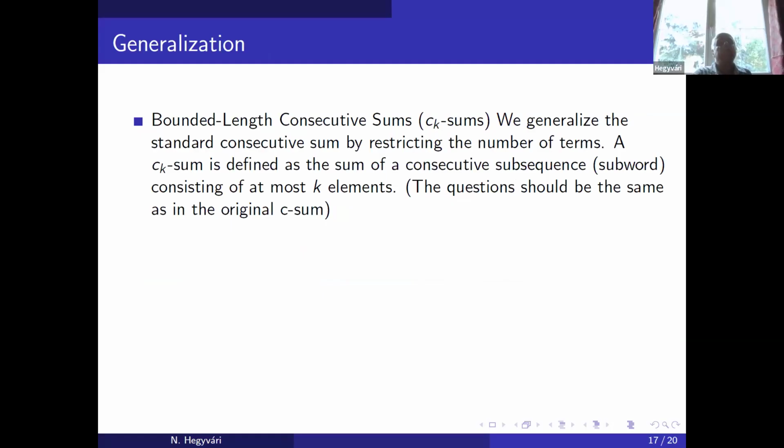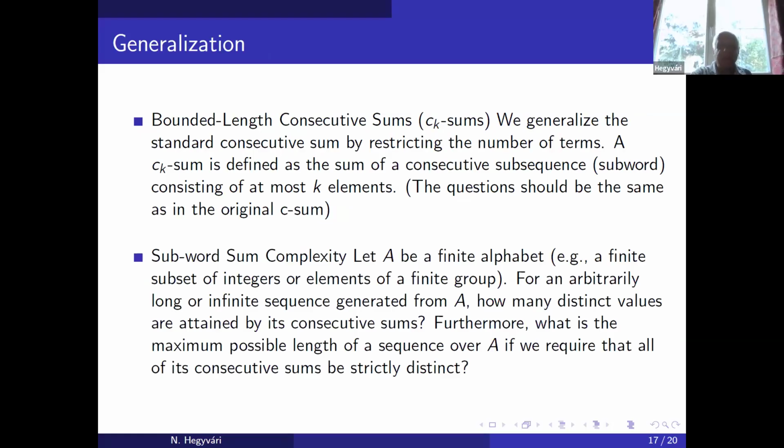And finally, I mentioned some generalizations. Instead of all consecutive sums, let us bound the number of elements. And the next one: we have an alphabet, say 1, 2, 3, and we consider a sequence over it. Again we ask what is the maximum length of this sequence when the consecutive sums are pairwise different.